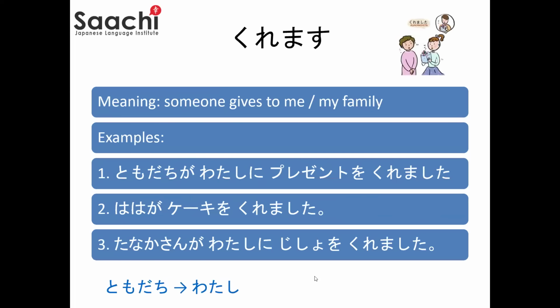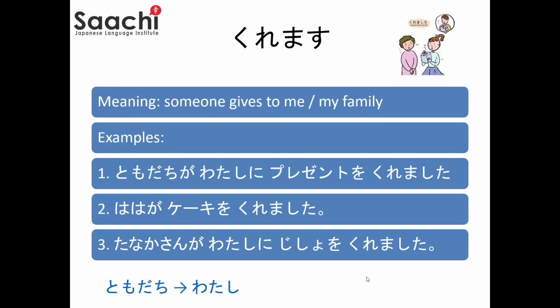Then we are learning kuremasu. Kuremasu is also to give. In English, we say I give him, he gives me. So we use only give. But in Japanese, when I give to somebody, it's agemasu. When someone gives to me or my family, it is kuremasu. So always the sentence starts with the third person. Observe that. And the particle can be ga or wa, but normally ga is used to emphasize the subject or the topic.